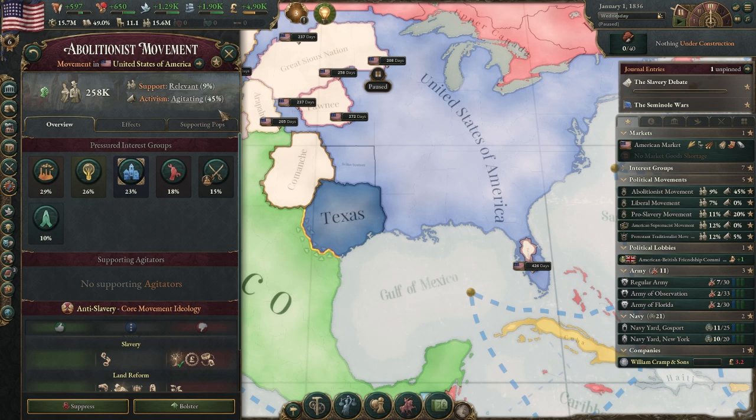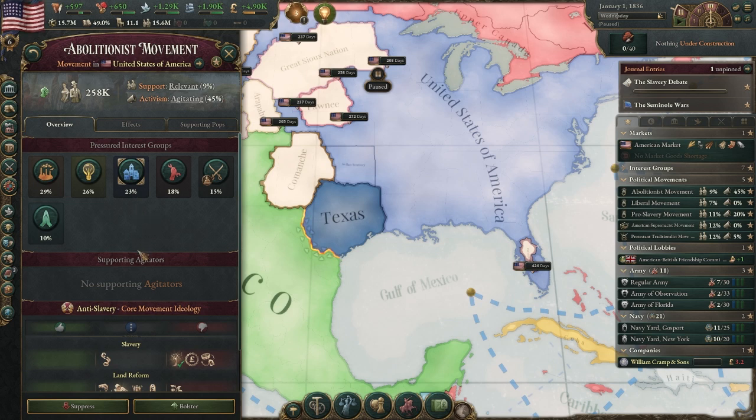If activism reaches 50%, they'll start to create radicals in your country. And if it gets very high, the movement will create an insurrection or try to secede. The pressured interest groups section shows you which interest groups have POPs that support the movement. Basically, the more political strength a POP has, the more they pressure their interest group to support this movement.